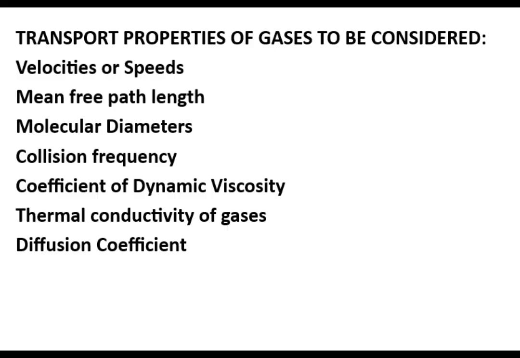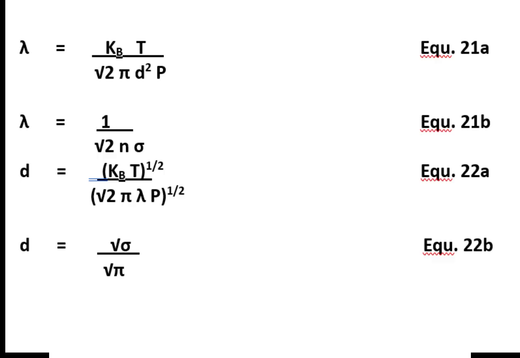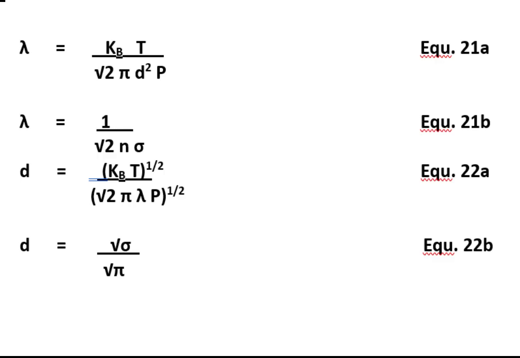5.1. Mean free path length. The mean free path length, lambda, is a measure of the average distance a gas molecule travels between successive collisions with other molecules. It is an important concept in understanding the transport properties of gases, such as diffusion, viscosity, and thermal conductivity. Equations 21a and 21b show how the mean free path length is calculated with and without the use of the Boltzmann constant, Kb, respectively.